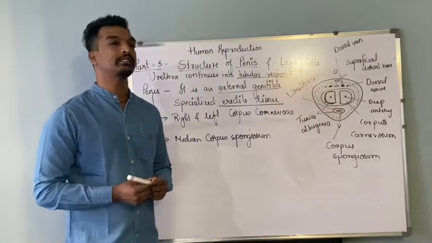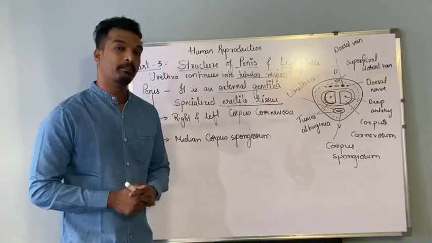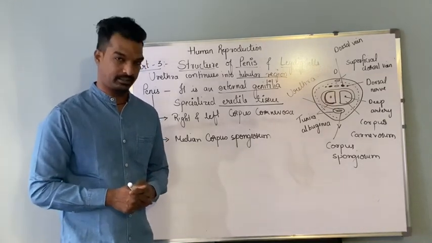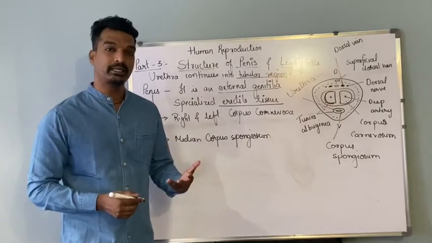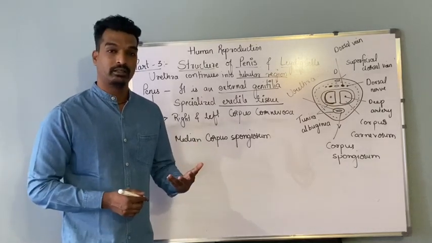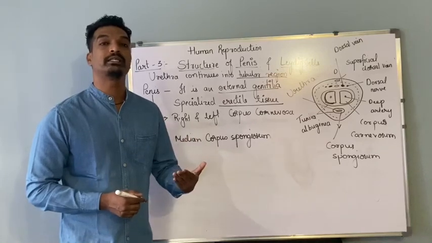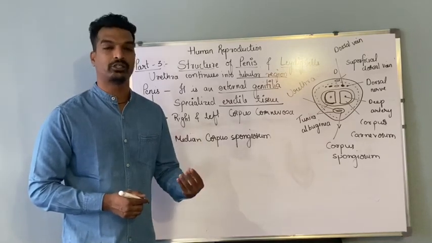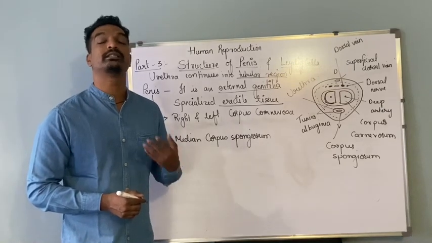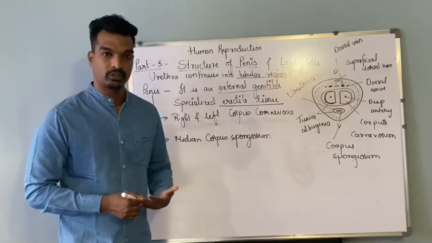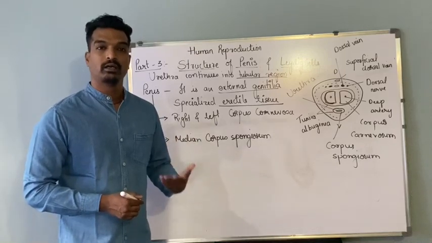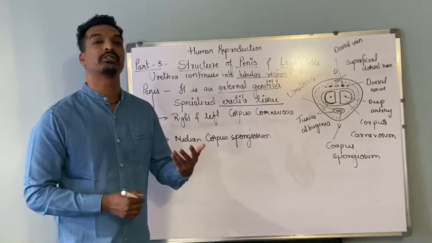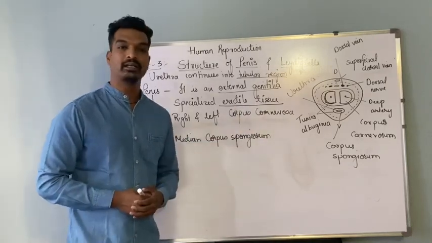Now the penis is made up of a specialized erectile tissue. Erectile tissue means this tissue becomes hardened when the blood supply increases. When the blood supply to the external genitalia increases, the penis shows hardening. That is called erection, and it happens during sexual arousal. The hardening of the penis is because of the specialized erectile tissue.